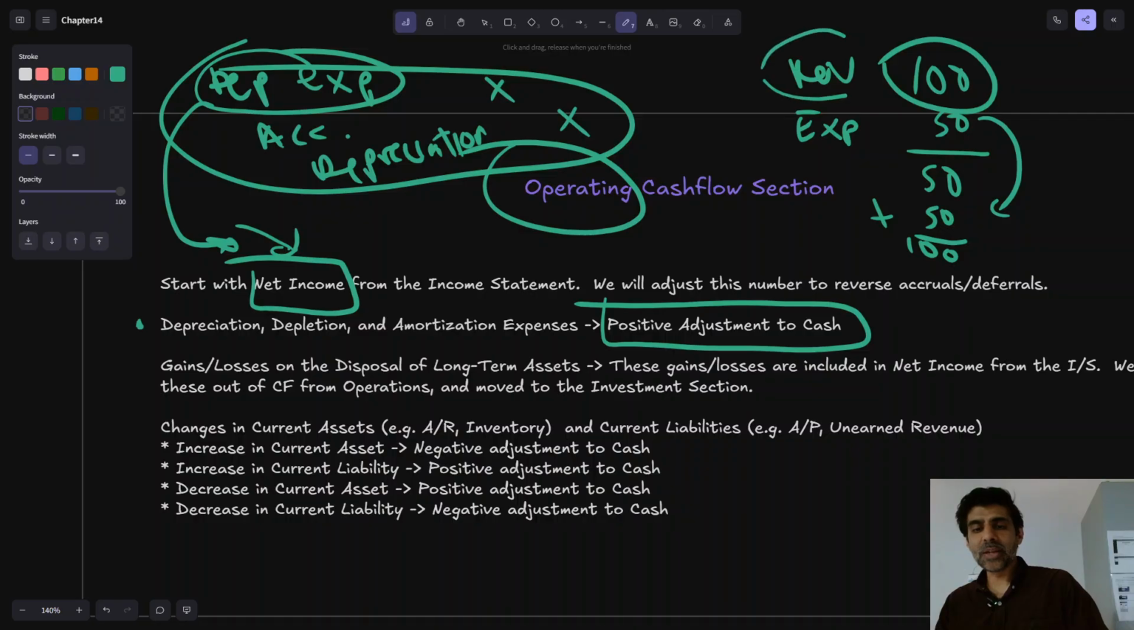Okay, we're going to see how we adjust revenue later because we know some revenue is not cash also, because we have accounts receivable, etc. But again, just to illustrate this single adjustment in isolation, hopefully you can see now why it's a positive adjustment to cash. Does it make sense? Yeah? Okay.